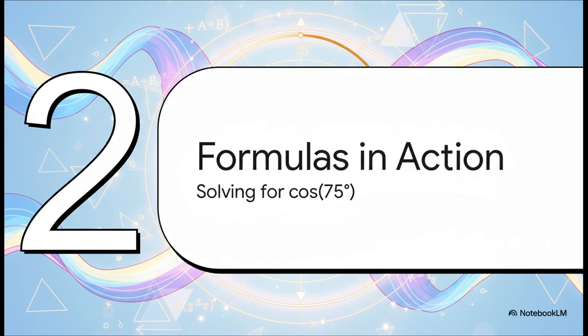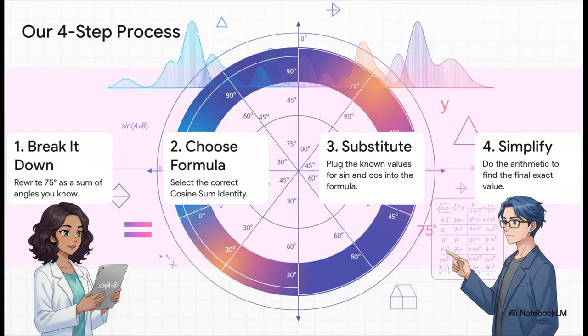Okay, theory's great, but let's see these things in action. It's time to go back and solve that problem from the beginning, finding the exact value for the cosine of 75 degrees. We're going to tackle this with a simple four-step game plan. First, break the angle down. Second, pick the right formula for the job. Third, plug in all the values you already know. And fourth, just do the math and simplify.